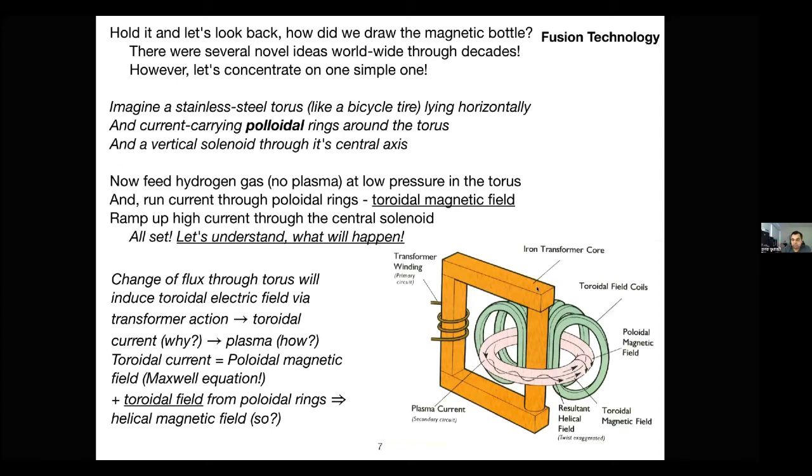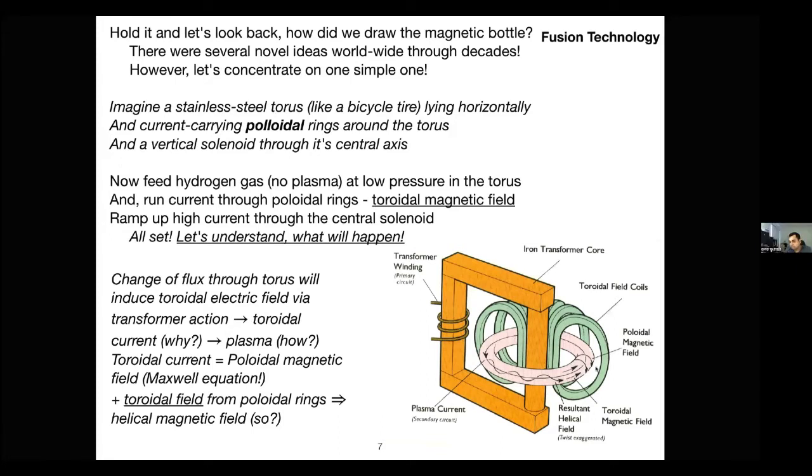So now let's concentrate on this very, very simplified cartoon. Imagine a stainless steel torus. So this is the torus. Can you see my cursor just in case? Can somebody unmute yourself and confirm? Yes, we can see it. Oh, great. Thanks. So imagine a stainless steel torus.